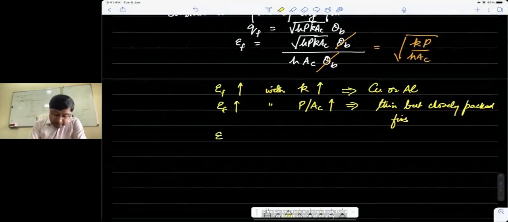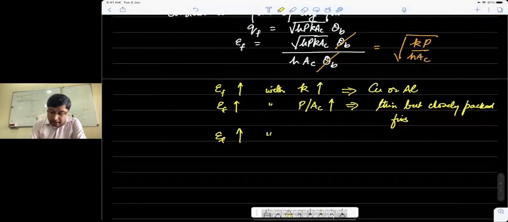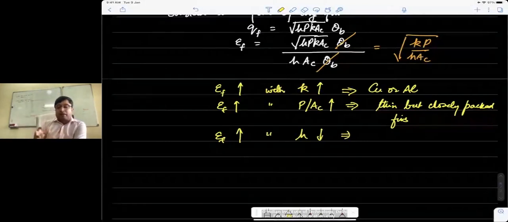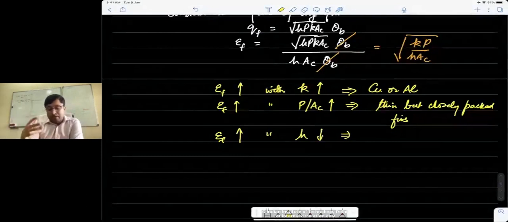Finally, epsilon f will actually be high, I should say, if h was low. Now this sounds very strange, and I'll tell you why I'm saying this. I mean, we definitely don't want a fluid which has a low heat transfer coefficient. But still, it seems that if h is small, then putting a fin will make it more effective. Now, why does it happen? It basically happens because, let me put this in context of what you see around you.